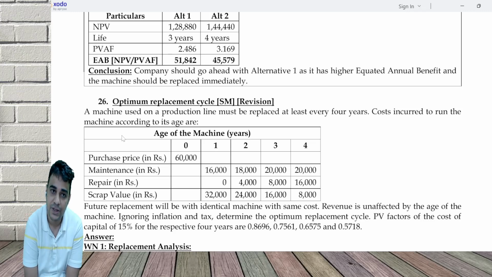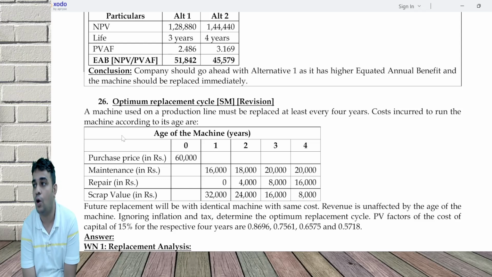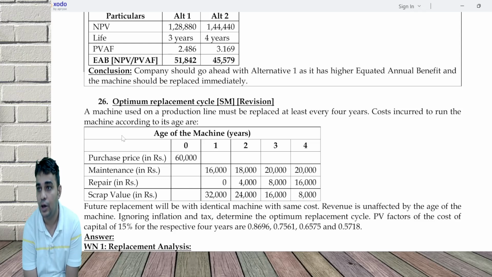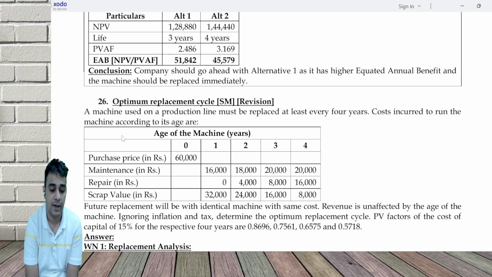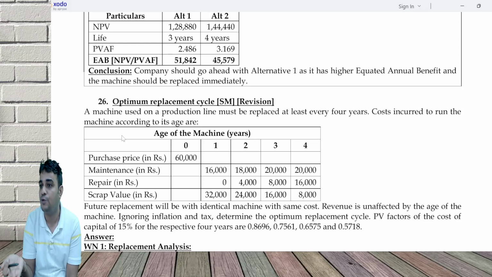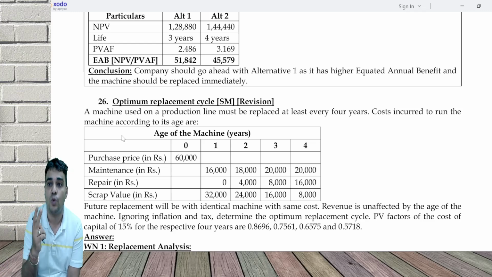There's only one machine. The objective here is to find the optimum life of the machine. That is, you buy for 60,000 today, because for category 3 you need to know today's sale value, what is the new purchase price. This is a category 2 question.